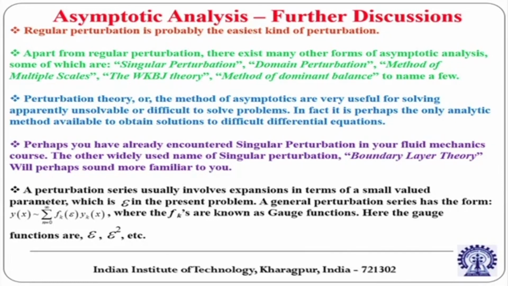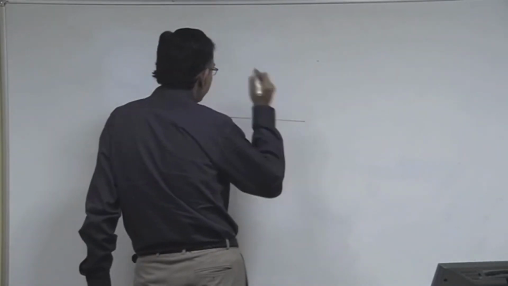Apart from regular perturbation there exist many other forms of asymptotic analysis, some of which are singular perturbation, domain perturbation, method of multiple scales, the WKBJ theory, method of dominant balance. These are several perturbation methods. I will talk about the singular perturbation a little bit because singular perturbation is also very important in fluid mechanics. So, the reason I will talk about the physics where the singular perturbation is required. If you are considering a boundary layer, let us just go to the board a little bit to draw a sketch and understand.